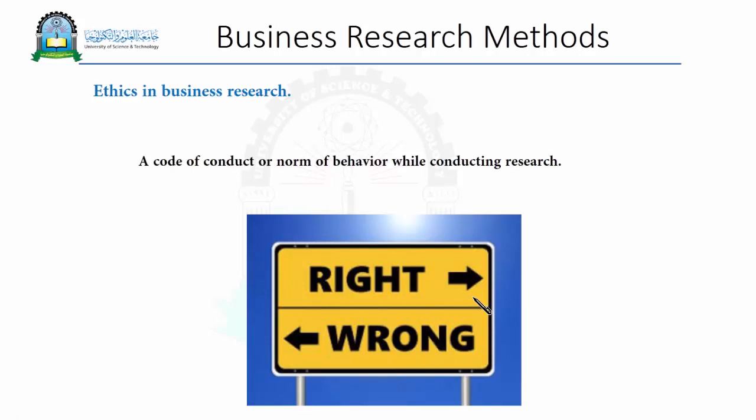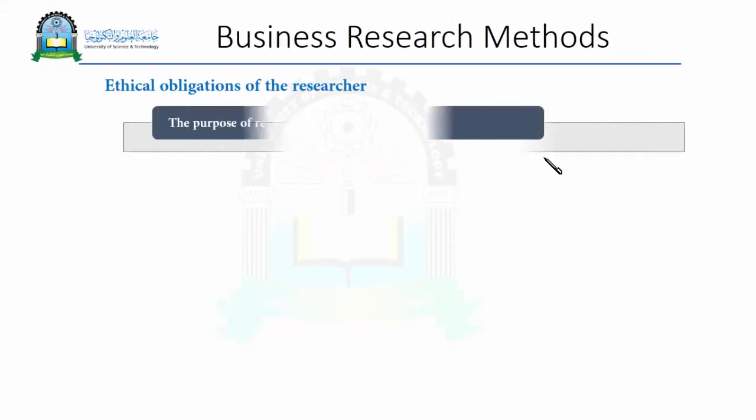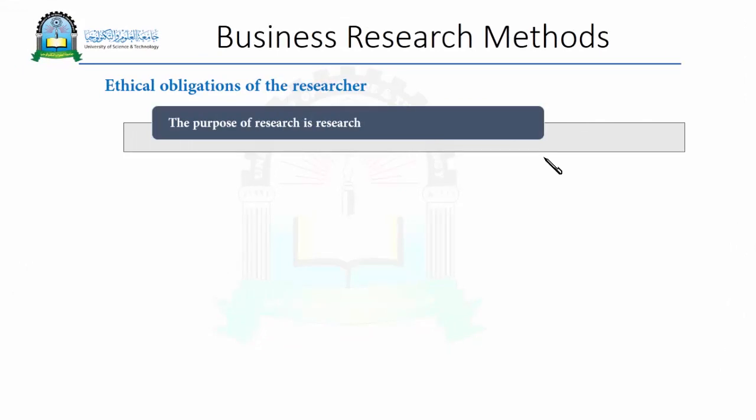Ethics is very, very important to stick to or to follow. Ethics in business research is defined as a code of conduct or norm of behavior while conducting research. So we have some ethical obligations the researcher must follow. The first one is the purpose of research is research. So we do research for the purpose of research and not to harm people, for the development of people's lives, for adding something beneficial for the people and not to harm anybody.